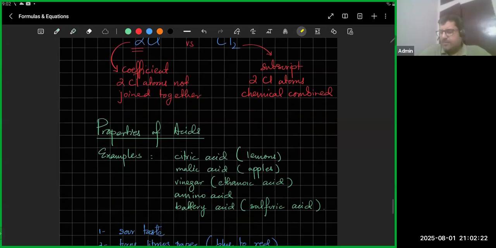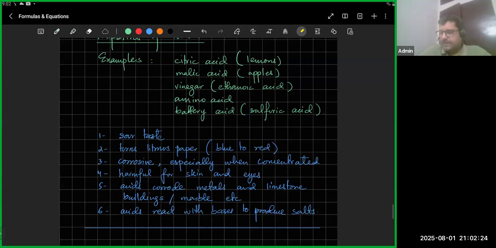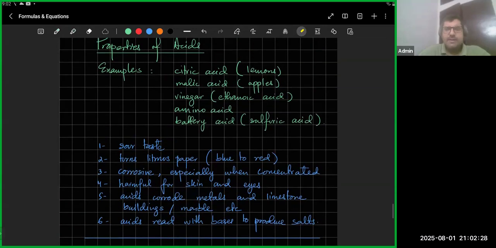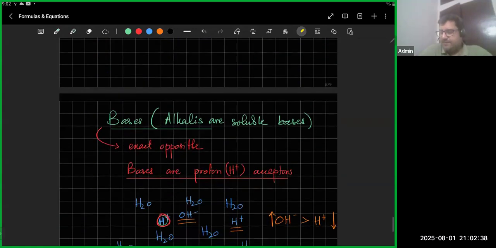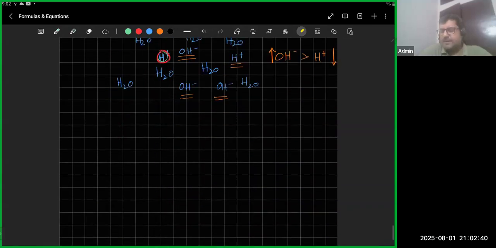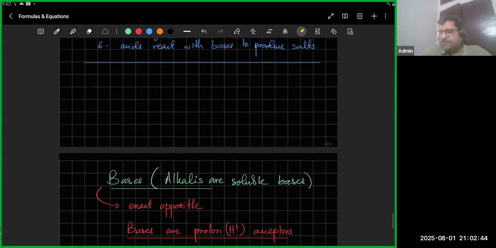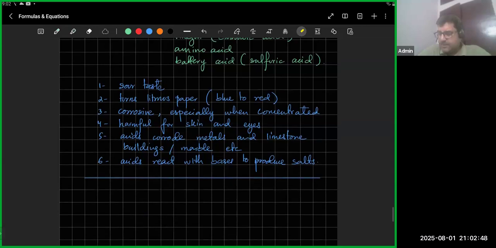So anyways, we did properties of acids. और सारी properties वगैरह हमने की थी, sour taste और turns litmus paper, corrosive etc. ठीक है, all of those properties. We did some examples of what your common everyday acids are. ठीक है, we did that. और basis पे ना हम आए थे. We were going to start with basis.